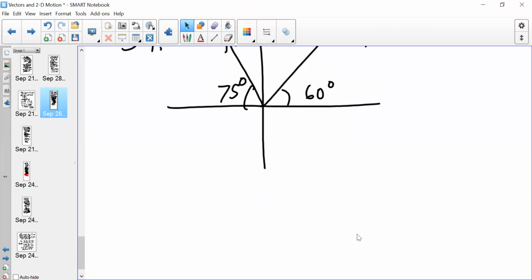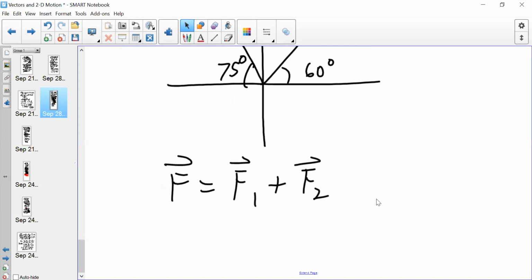Because at the end of the day, the one force that's going to be the equivalent of these two is going to be the linear combination of F1 and F2, where F1 is made up of x and y components, and F2 is made up of x and y components.